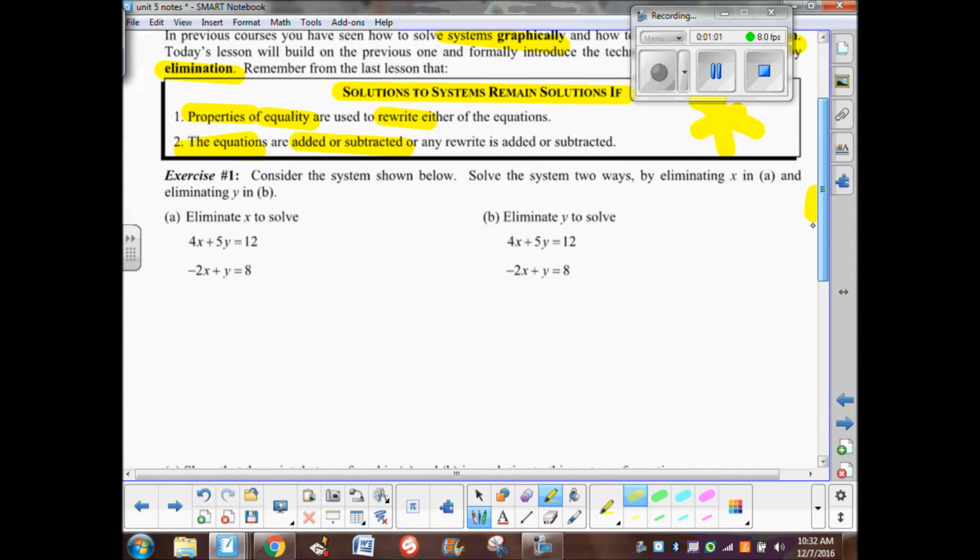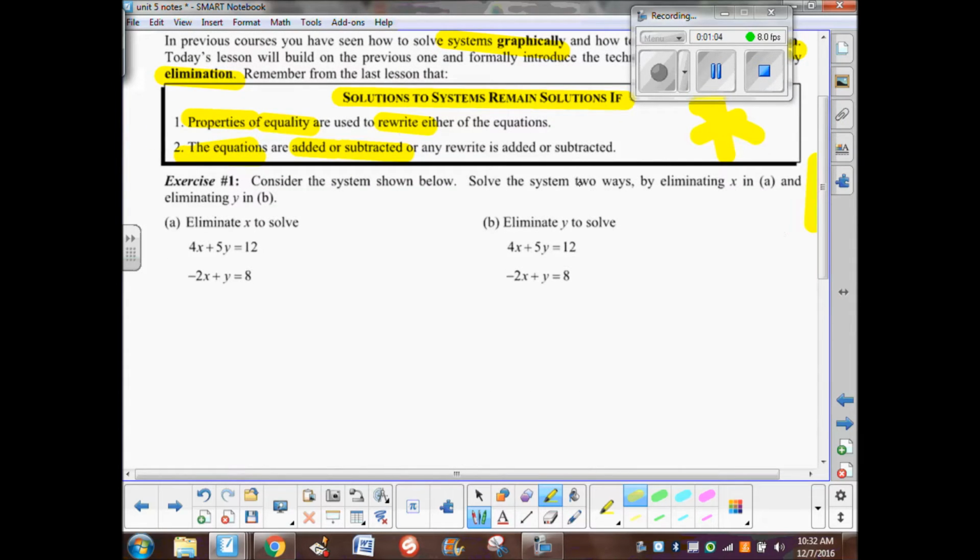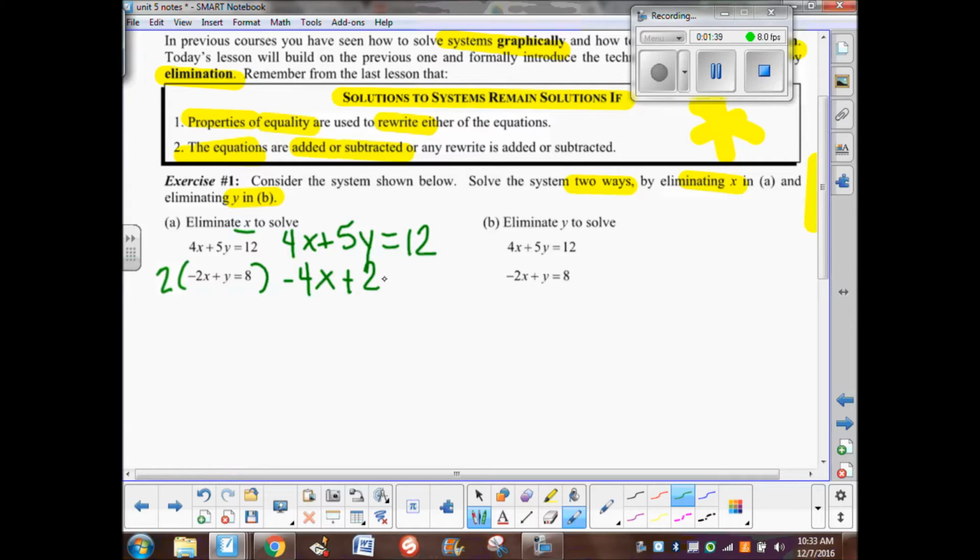So exercise 1 says, consider the system shown below. Solve the system 2 ways. First, we're going to eliminate x, and then we're going to eliminate y. So same problem, 2 different ways. If we want to eliminate x here, I've got to establish opposites over each other. So if this is 4x, I need to make this a negative 4x. In order to do that, I'm going to multiply that whole equation by 2, which again is going to keep the solutions the same. It's just going to make the equation look different. Still, we've got that property of equality going on there, and that's all cool.